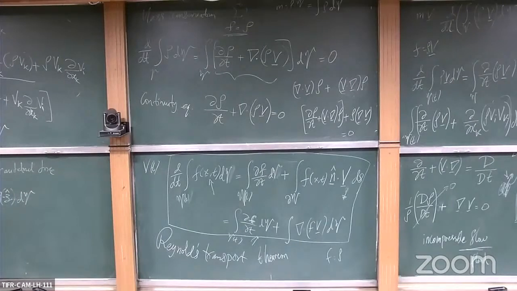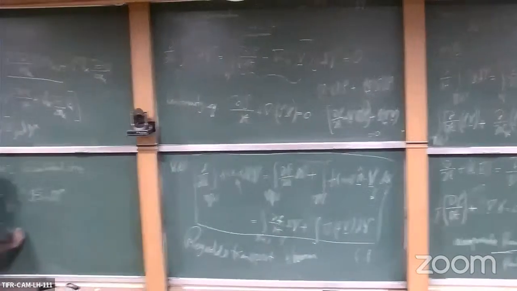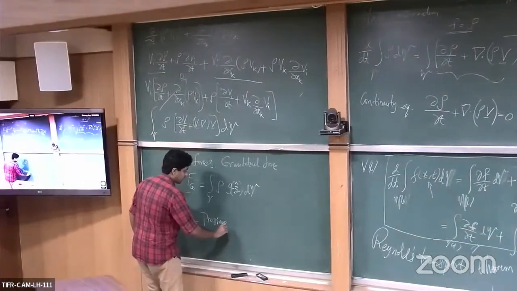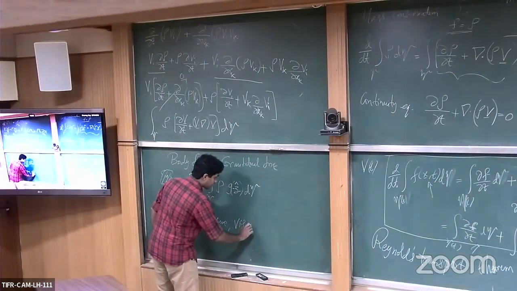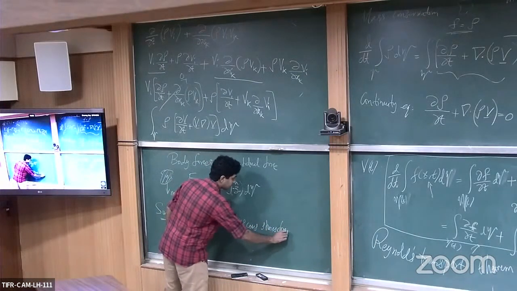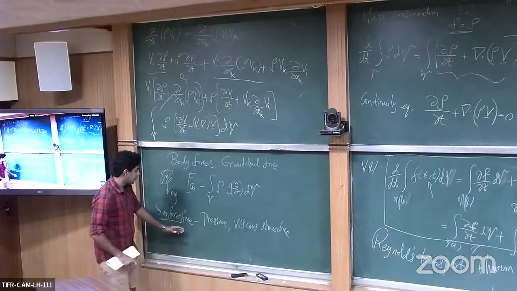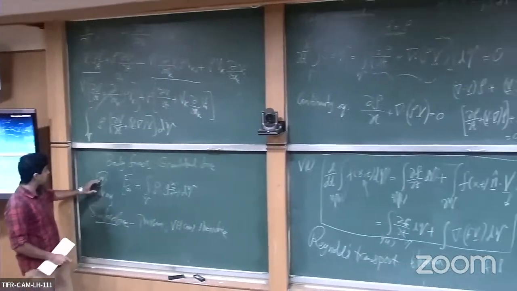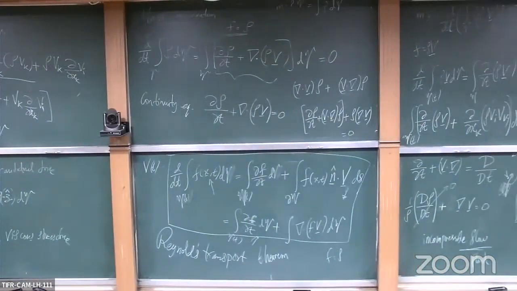Surface force, the two major ones are pressure and viscous stress force. So these are the two forces that act on the surface of the body. Body force acts toward the volume, which is why we get the volume integral. Surface force acts only on the surface of the body.